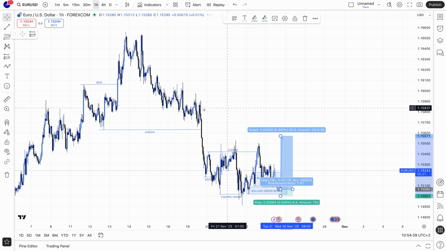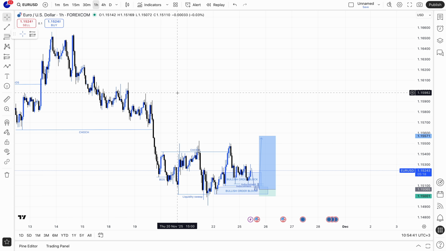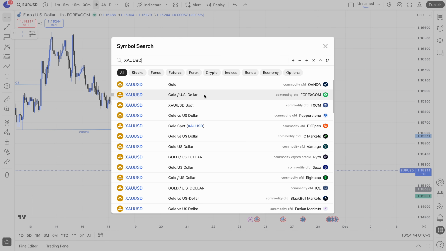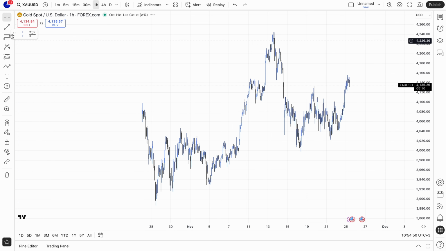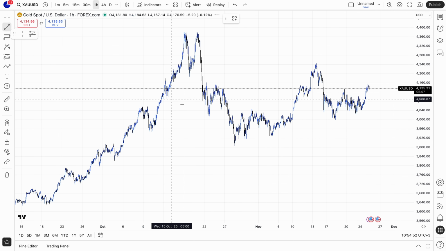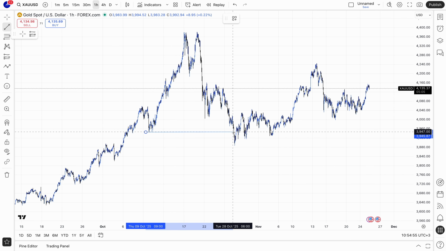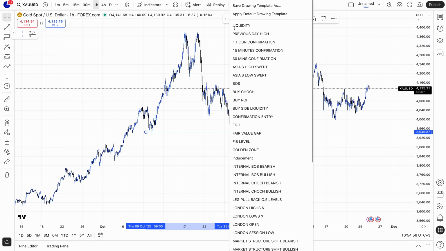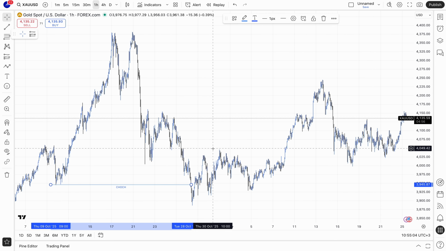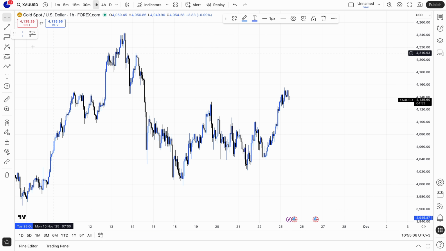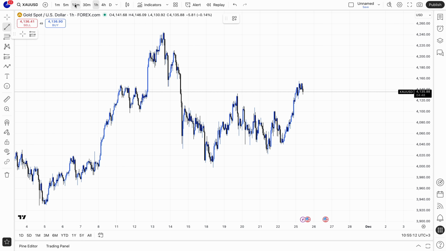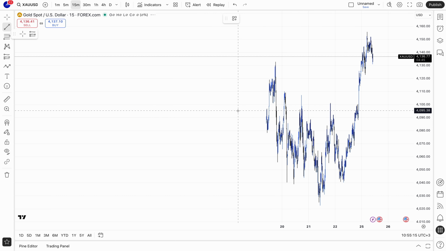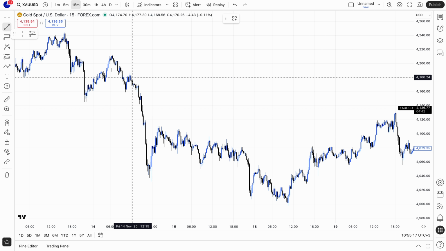And then for gold, if you see, gold is also a very, very simple one. Clean price action, simple market structure. First thing first, the market is still moving down. For external structure, the market is still bearish, and from here we can go to 15 minutes for our internal market structure. It's also very, very simple.